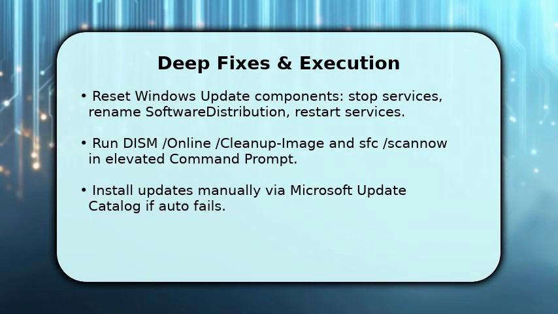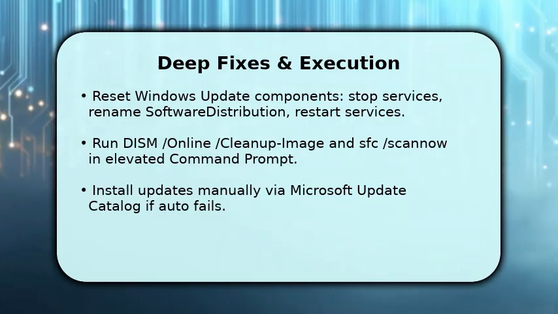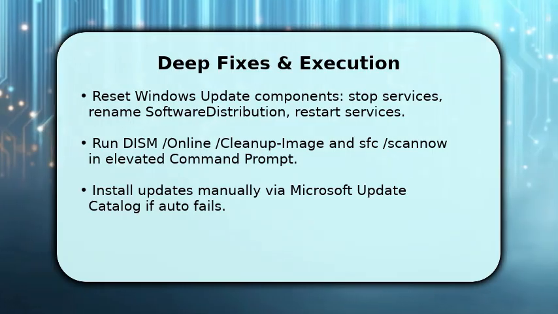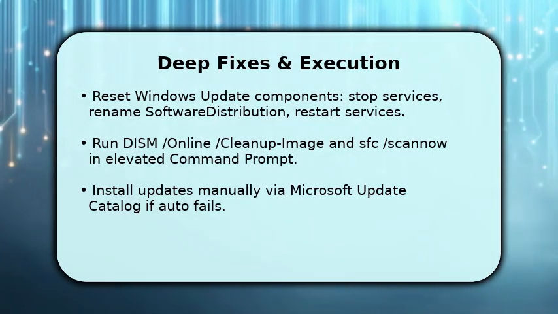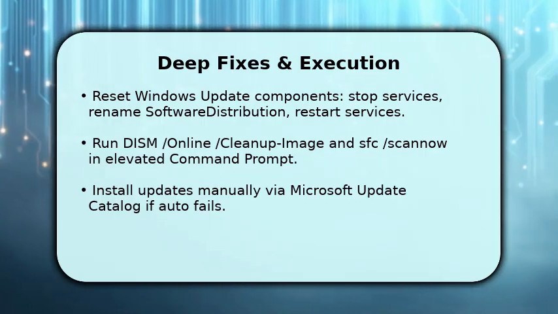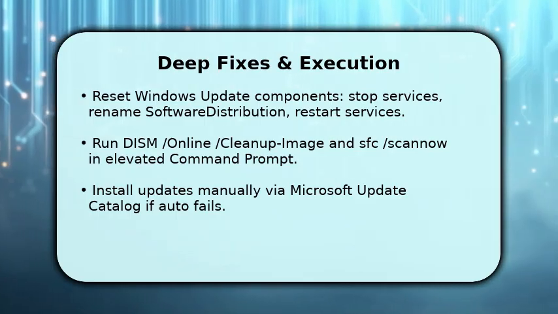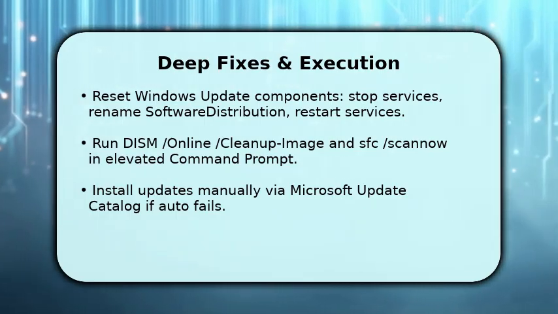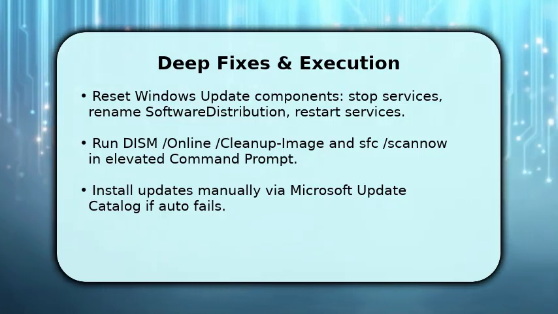Now you perform deeper repairs that resolve corrupt components. Open an elevated command prompt, stop Windows Update, cryptSvc, and BITS, then rename the SoftwareDistribution and catroot2 folders so they rebuild. Once completed, restart those services. Next, run DISM /Online /Cleanup-Image /RestoreHealth to repair the image, then sfc /scannow to fix system files.